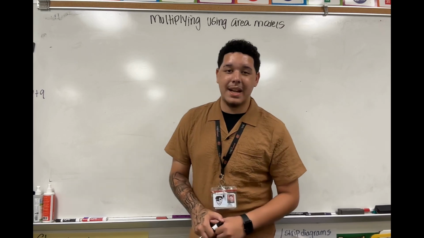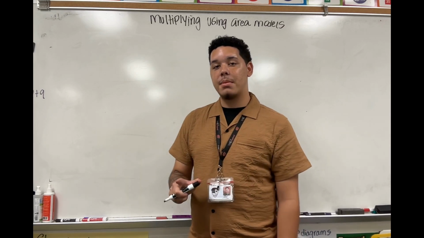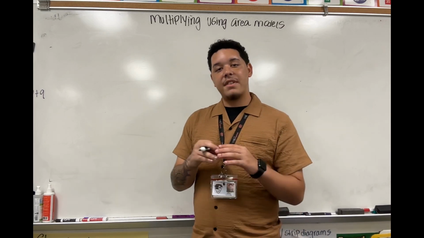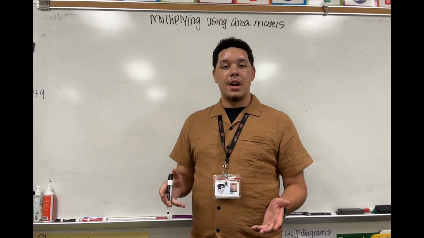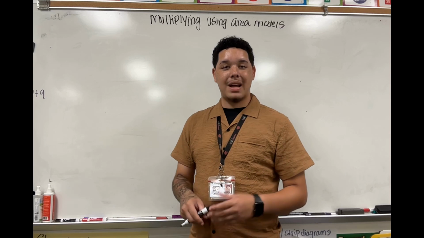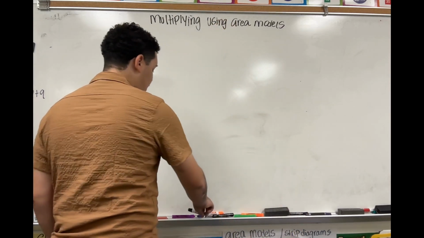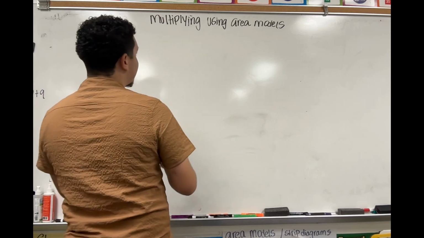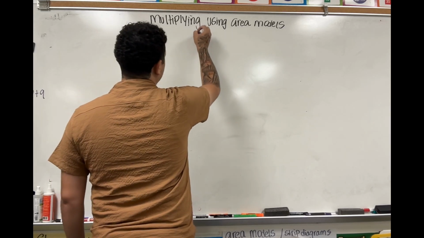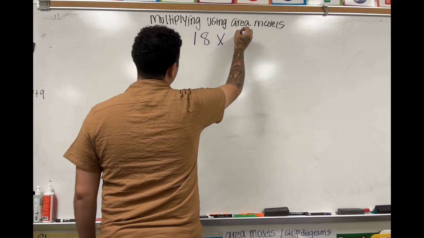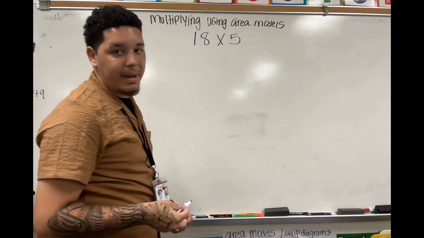Specifically, we're going to be multiplying a two-digit number by a one-digit number, and an area model is just a visualization, or picture, or you could say a representation, to help a scholar understand how they can multiply a two-digit by one digit. All right, so I'm going to give you a problem here, and the problem that I want to go ahead and start out with is 18 times 5. All right, so here we have 18 times 5.